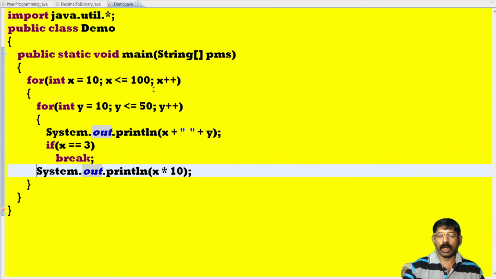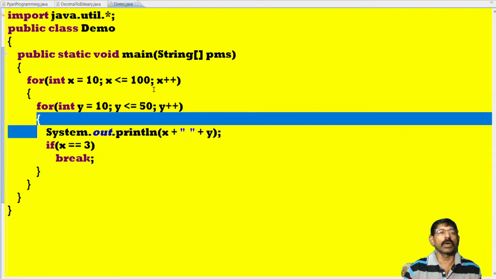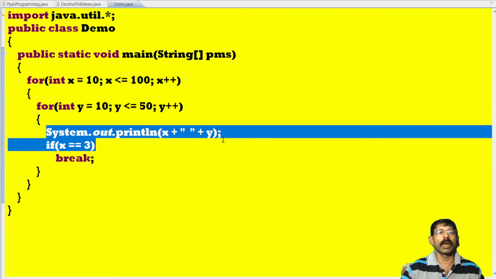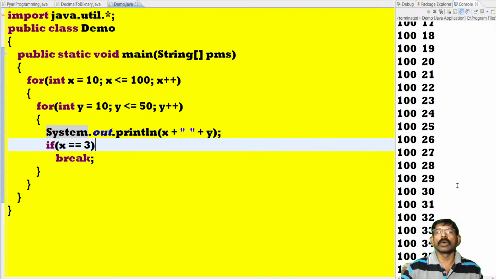So I'm removing this one and closing this one. Why do I need curly brackets over here? Because it needs to execute two statements: one is display, another is the break. So let's execute. It will give a lot of output over here. Look at this.